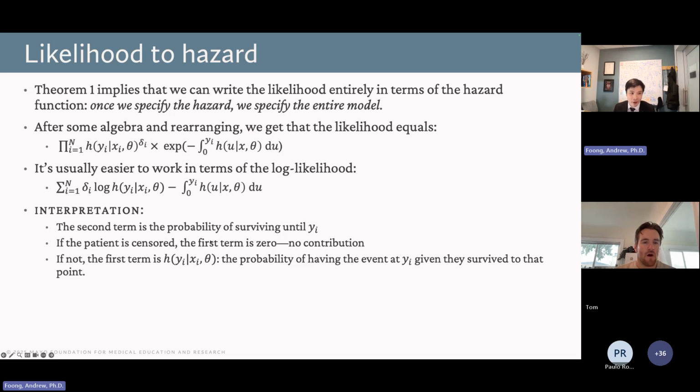If the patient is censored, then the first term is actually 0 because delta i equals 0. So if the patient is censored, then there is no contribution in the first term. The only contribution to the log likelihood is just the integral of the hazard function, the probability of surviving until time yi. If the patient is not censored, then the first term gets multiplied by 1. And that's the probability of having the event at yi, given that they survive up to that point. So again, this is the exact same structure as the previous equation writing down the likelihood function, except now everything is being rewritten in terms of one function, which is the hazard function. And from now on, the hazard function is going to be our central focus.